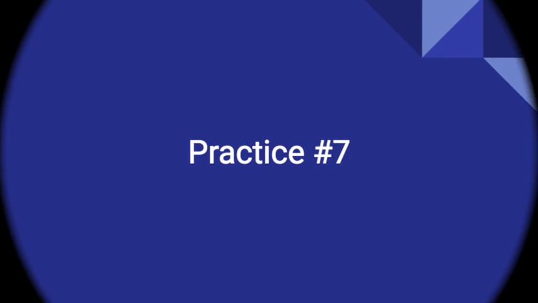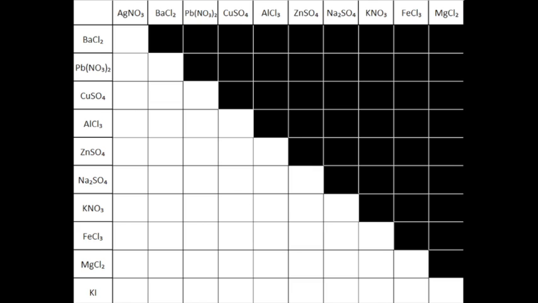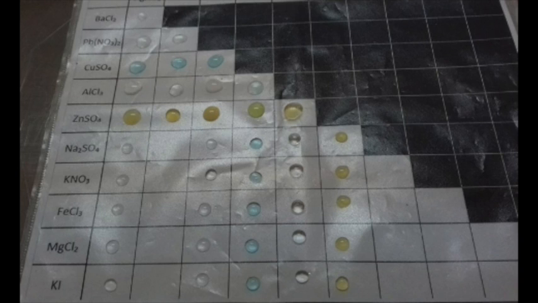In practice 7, we use the table of solubility to help us determine the reaction of each mixture. For example, the row of zinc sulfate has a yellow color even though it's mixed with another compound. But if you can see, the reaction of zinc sulfate and copper sulfate has a green color due to the copper sulfate column, because most of the reactions of copper sulfate are in color blue.